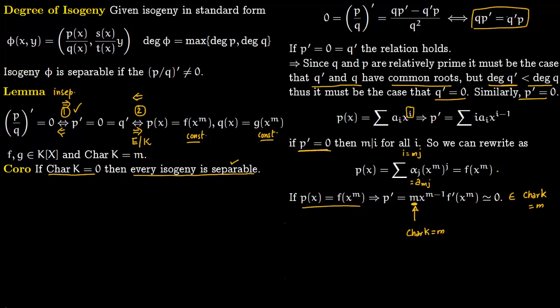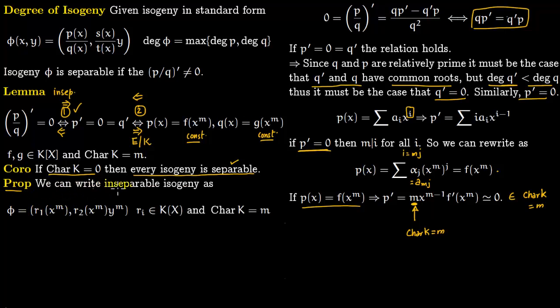So the next proposition we want to prove is this. We can write some inseparable isogeny. You're given an inseparable isogeny like this, you can write it as something like this. The first factor is a rational function of x to the power of m. The second factor is also a rational function of x to the m, but you have this y to the m here instead of y, and both of them are rational functions over field k, so r_i in k(x). Rational functions means polynomial over polynomial, and again as before, the characteristic of the underlying field is m. So let us prove this proposition now.